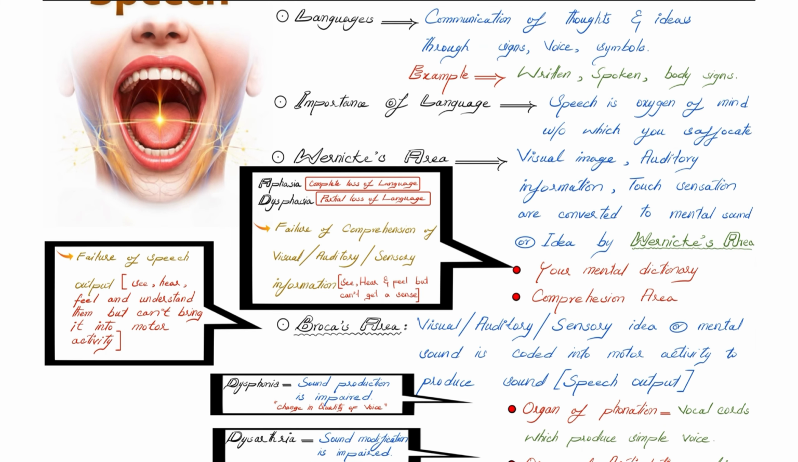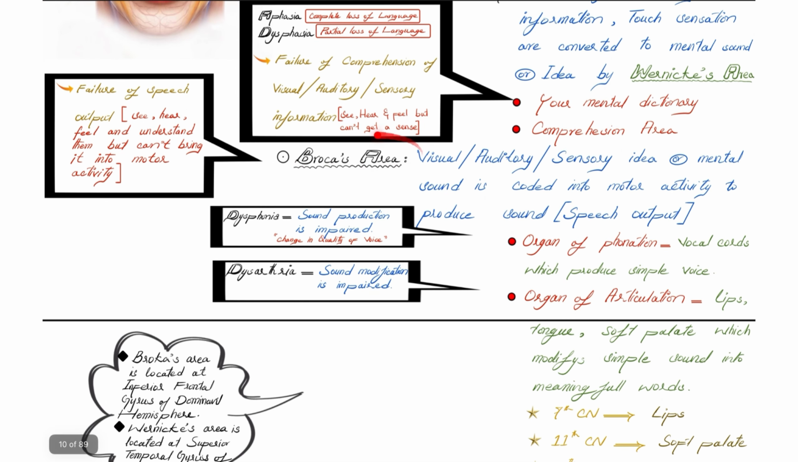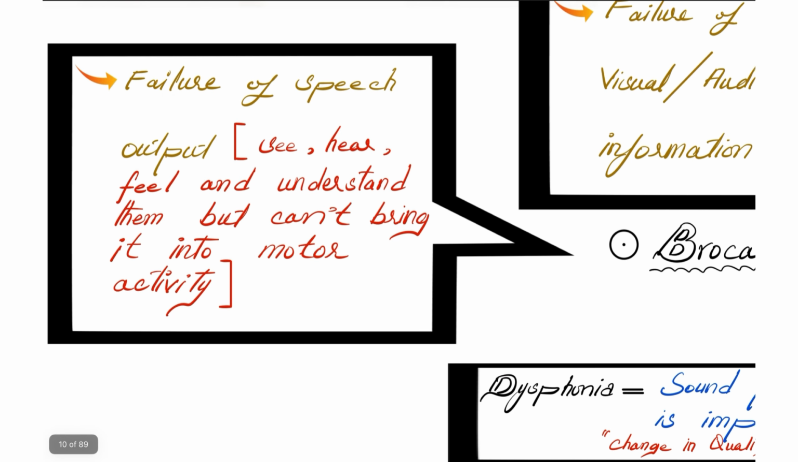So the other important area in the brain which is involved in speech production is Broca's area. When the Wernicke's area converts the visual, auditory, and sensory information into a mental sound or idea, then Wernicke's area sends this mental sound to Broca's area, and Broca's area codes this into motor activity to produce sound. So if Broca's area is damaged, then there will be failure of speech output. I mean, the patient can see, hear, and feel and understand them as well, but cannot bring it into motor activity.